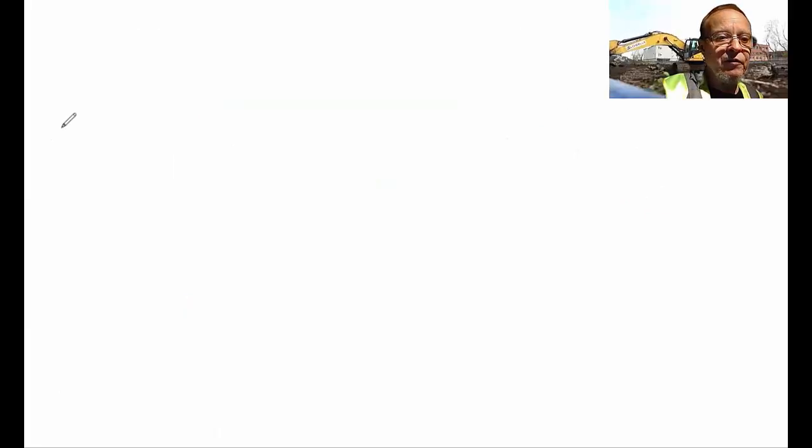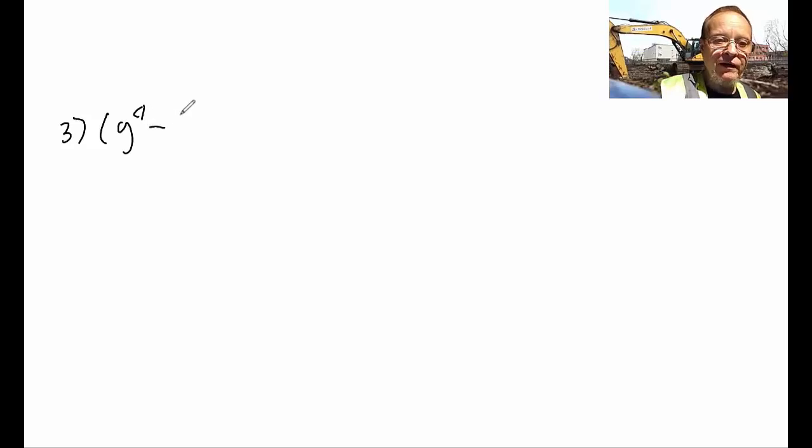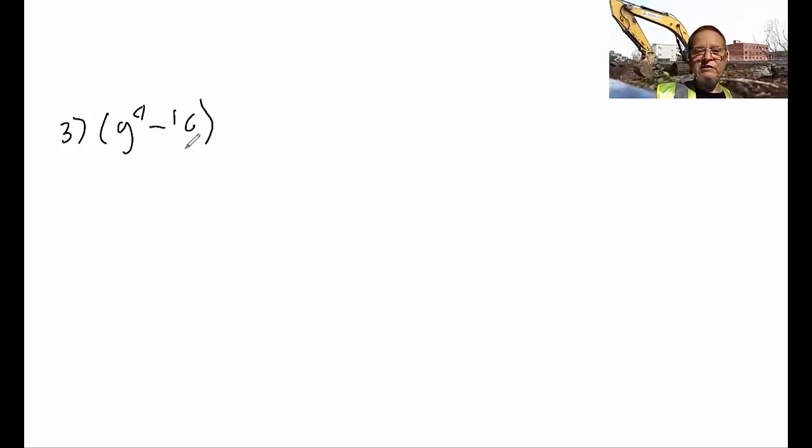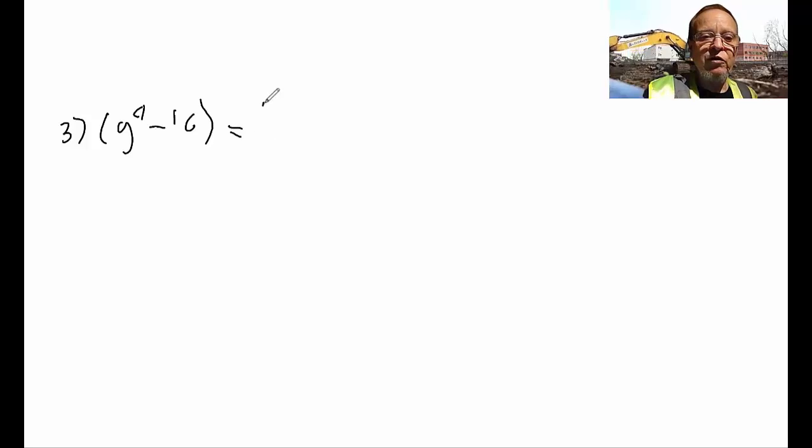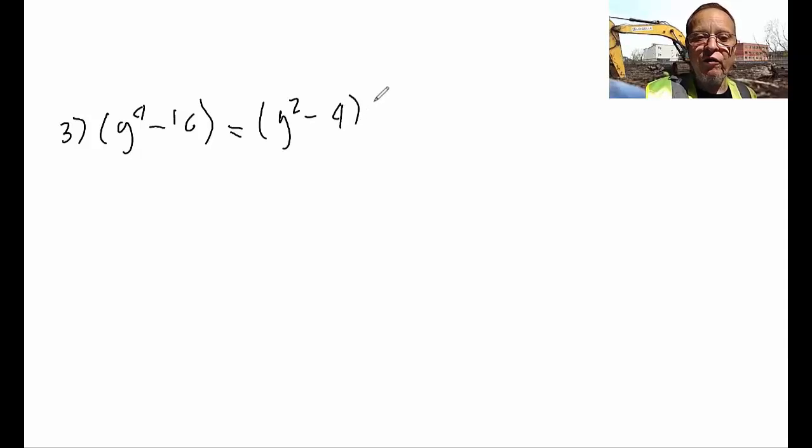In example number 3, we have y to the 4th minus 16. And we see that this is indeed the difference of two squares. y to the 4th is a perfect square, and 16 is a perfect square, and it's separated by subtraction, or a negative sign, which means the difference. So we can now write y squared minus 4 and y squared plus 4.